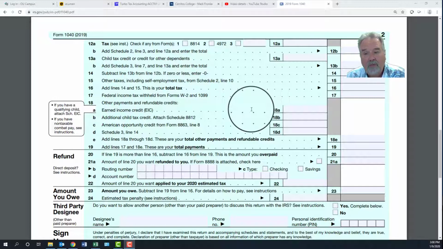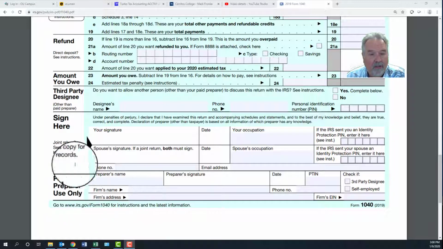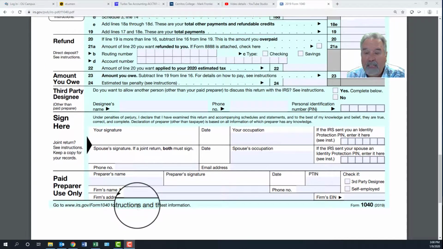If it's amount due, then you have to either have them take it out of a bank account using the routing number, or send them a check. And of course, we have to sign the tax return under penalty of perjury that the information is correct. If there is a paid preparer down here, the paid preparer would then put their information in there. But really a very, very simplified tax return compared with what it used to be. And so everything is there in summarized form, and we're going to use this form this semester to do the tax returns.